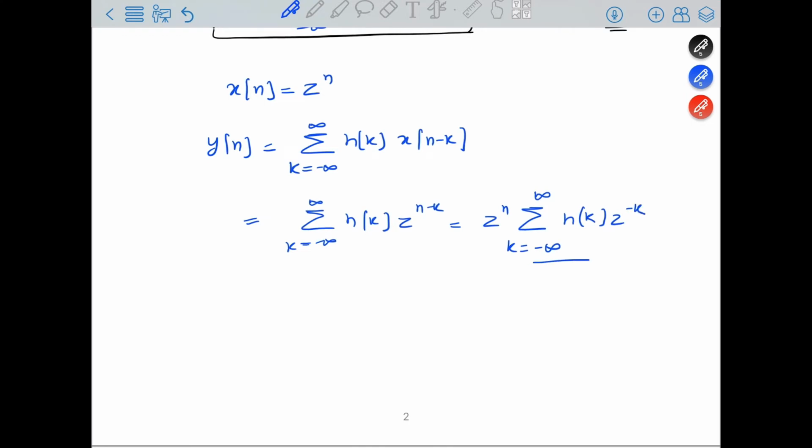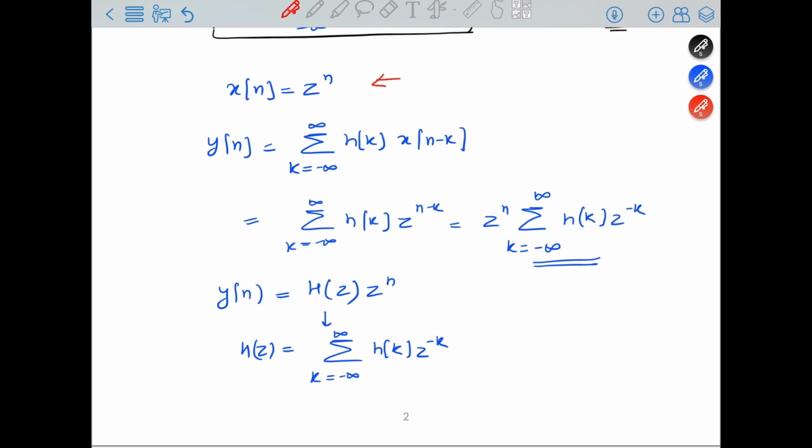So again, if this expression converges, we can write it in compact form as y of n is equal to h of z z raised to the power n, where h of z is a function which depends on z, and h of z can be represented as summation k equals minus infinity to infinity h of k z raised to the power minus k. So again, as per the definition, this is your eigenfunction and this is your eigenvalue, and this is for the discrete time case, and they are very analogous to the continuous time case.